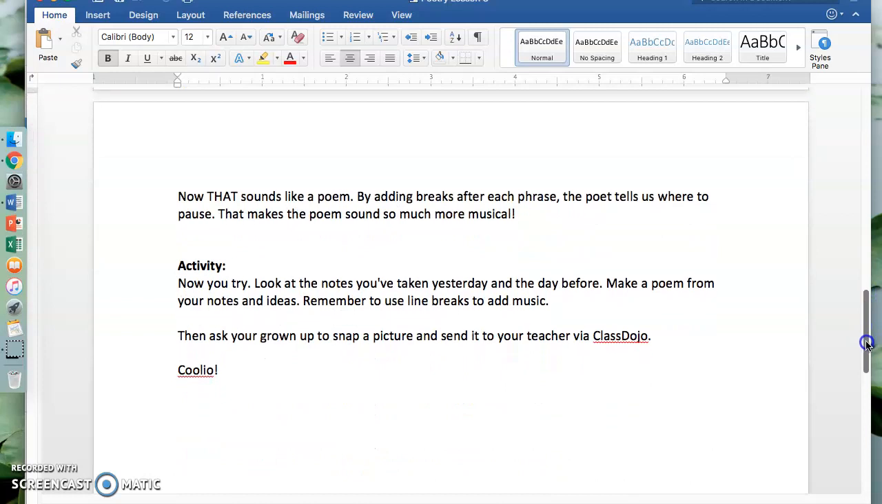By adding breaks after each phrase, the poet tells us where to pause. That makes the poem sound so much more musical.